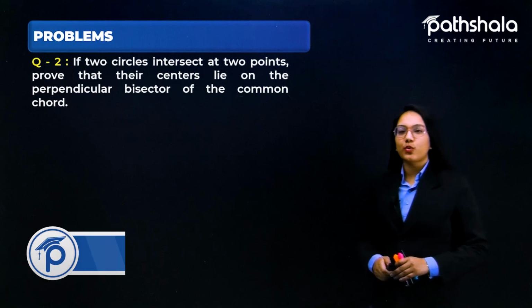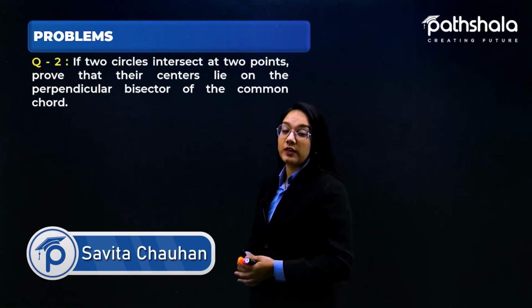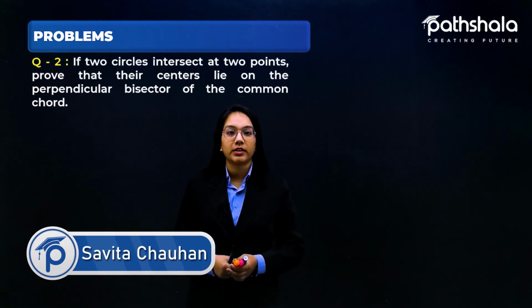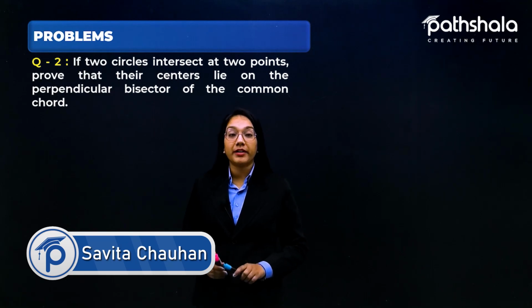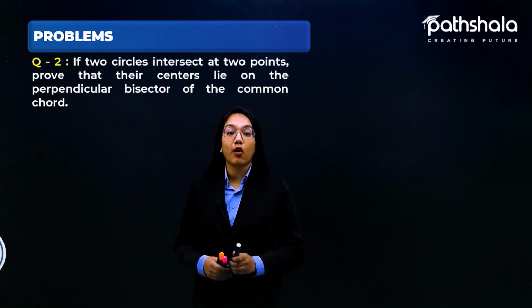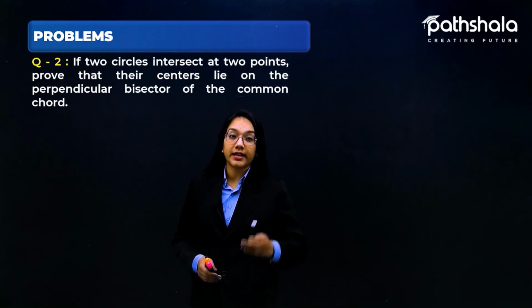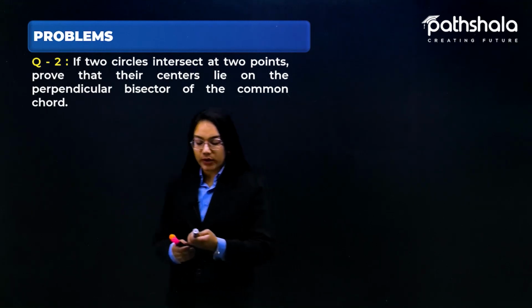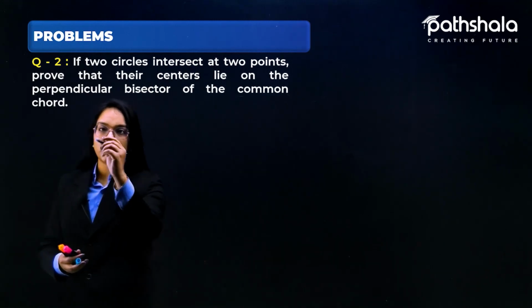Now let's see the next question. Question number 2 says that if two circles intersect at two points, prove that their centers lie on the perpendicular bisector of the common chord. So let us suppose I'm drawing the two circles over here.